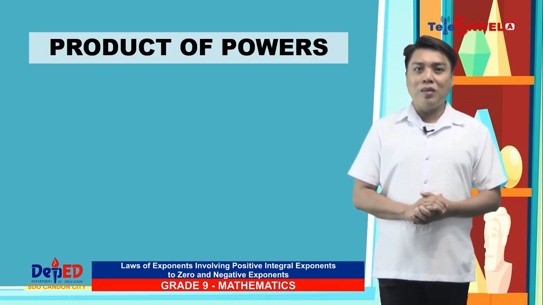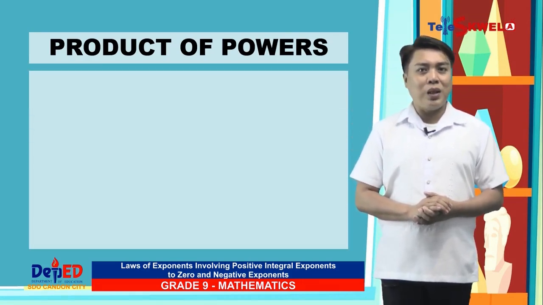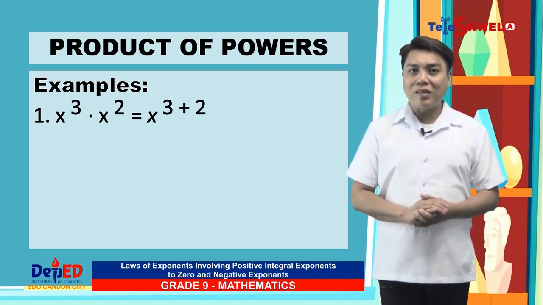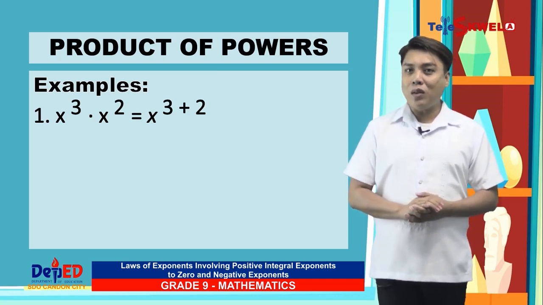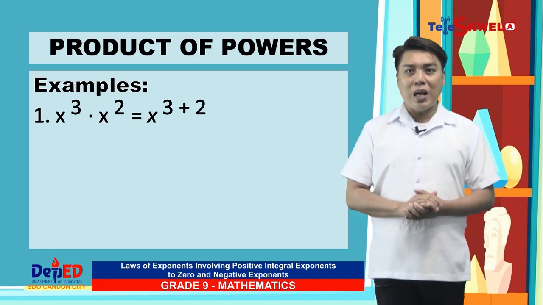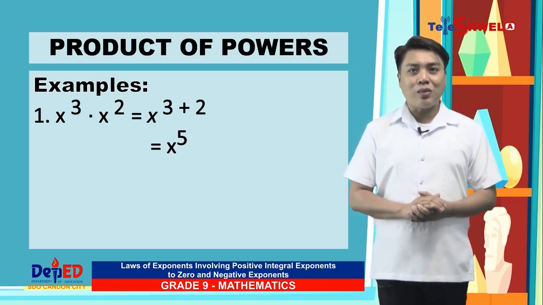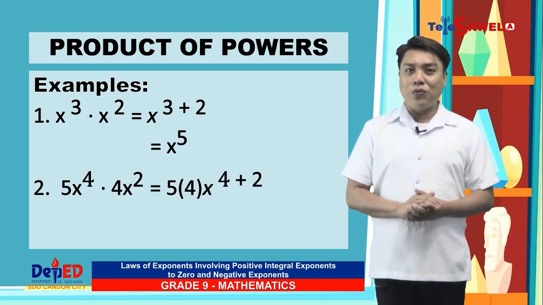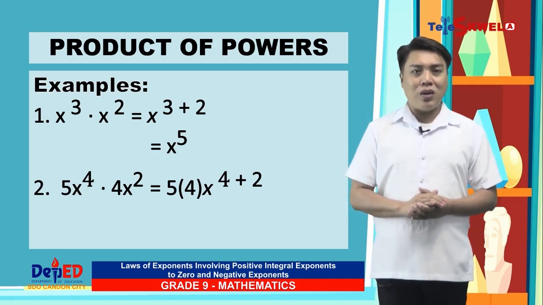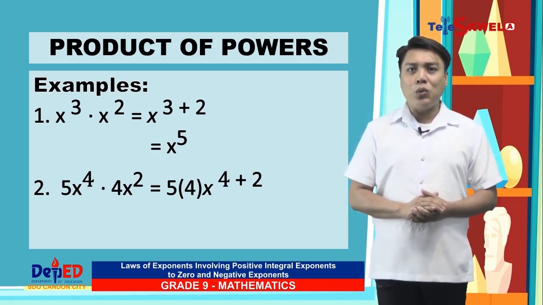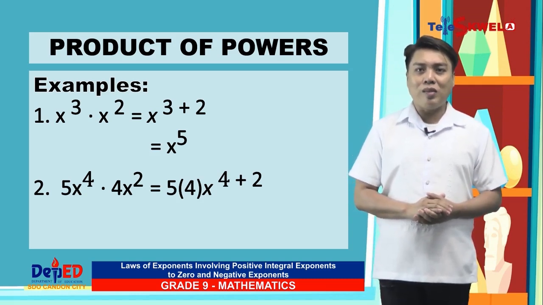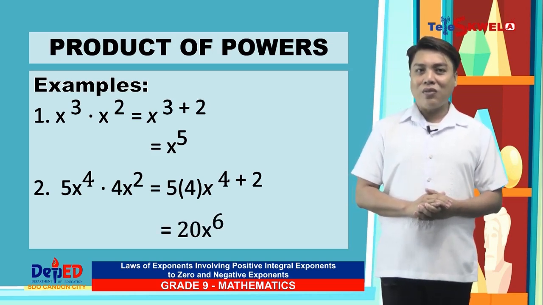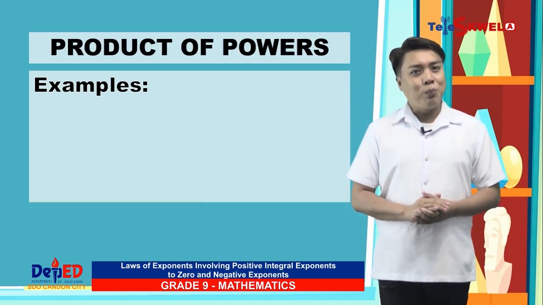The following examples show how product of powers is applied. Number 1. x raised to the third power times x raised to the second power is equal to x raised to 3 plus 2, and that is equal to x raised to the fifth power. Number 2. 5x raised to the fourth power times 4x raised to the second power is equal to 5 times 4x raised to 4 plus 2, and that is equal to 20x raised to the sixth power. Number 3.